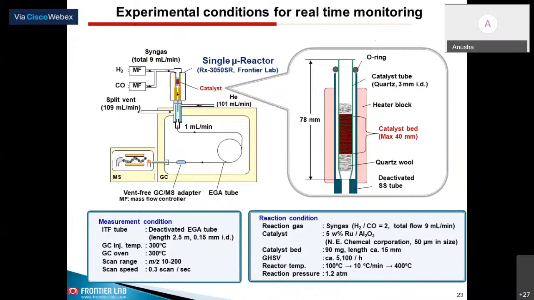There's nothing much to explain about this slide because it's only the conditions. Just for your idea, I have given a diagram of the catalyst tube, how it looks. The same way we have loaded the RU catalyst here. On the left side, you can see the EGA tube directly connected to the MS. No separation analysis takes place here. The loading of syngas takes place over the first reactor. The bottom part shows the parameters that have been maintained.